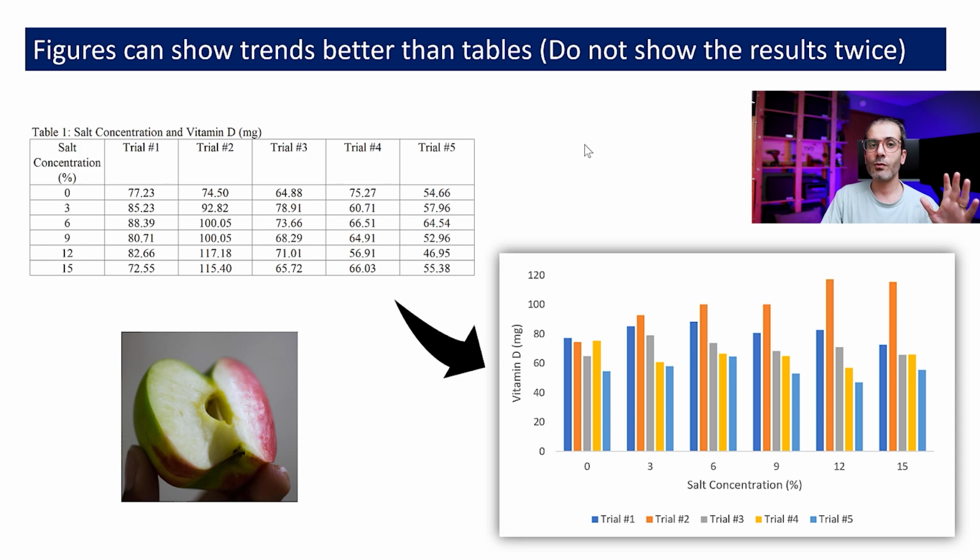Another tip is that if you want to show a trend, it's better to show it in a figure instead of a table. In that imaginary example that we had for the apple, I have shown here 5 different experiments that we have done with salt concentration versus vitamin D. And here it's really difficult to see the trend, right? But if I change that to a figure, it's very obvious that this second trial is going to show me that it has increased the vitamin D as I increase the salt concentration. So it's really hard to see it in the table, but in a figure it's much easier.